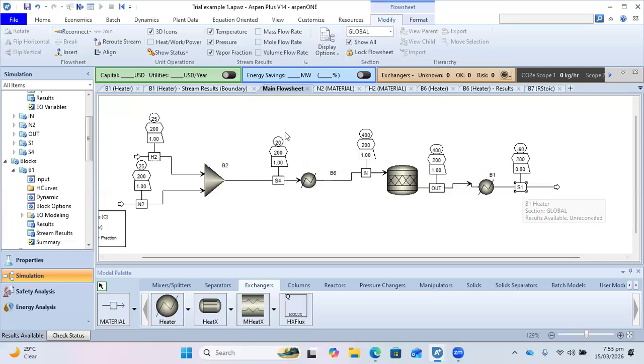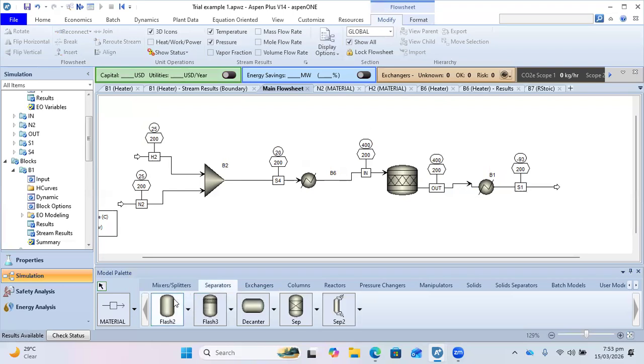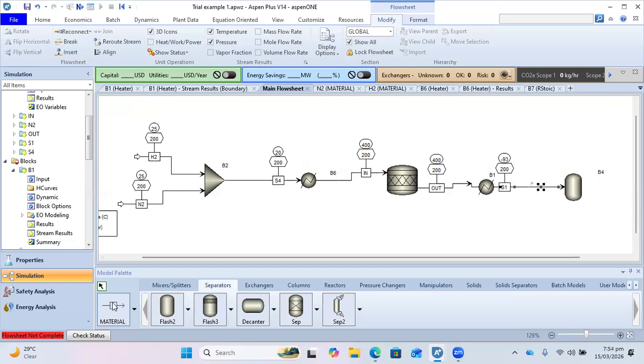So we are done with the heater. Let me take this out so that it doesn't look too messed up. The next thing we want to do is to separate the vapors from the liquid. So we'll come to separators. Now we'll choose a flash column. We don't need a complex separation method for this. So we'll connect the stream and then we have to get two outlets. So remember the red arrows are compulsory. So we need a vapor outlet. We need a liquid outlet. So we can label them as vapor and liquid.